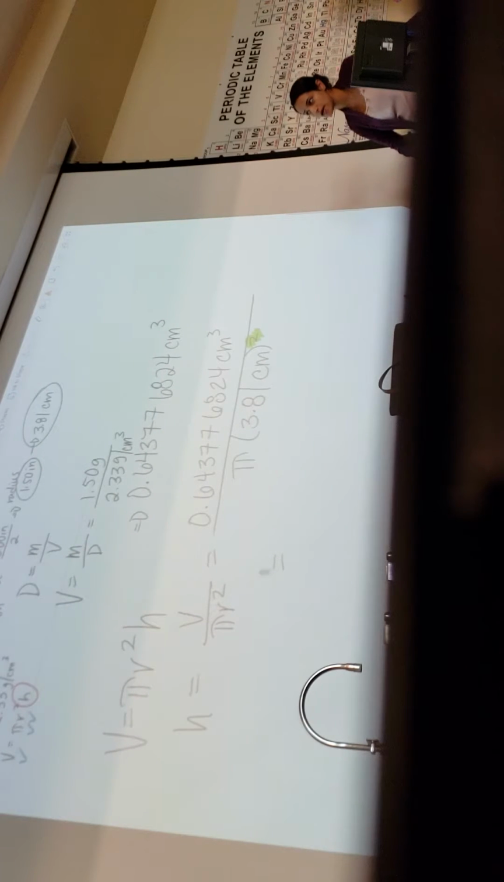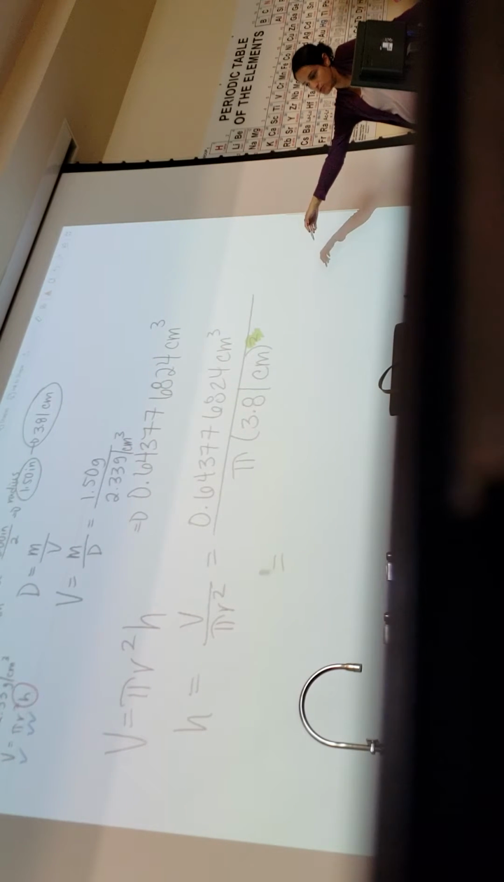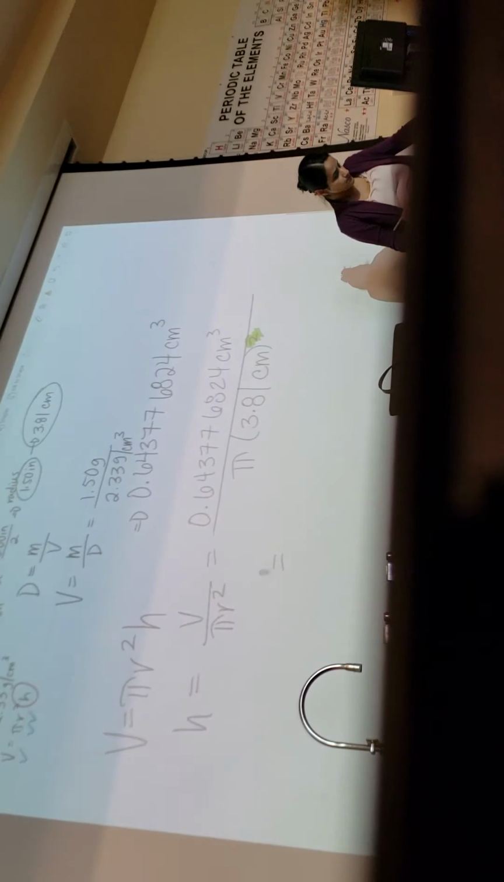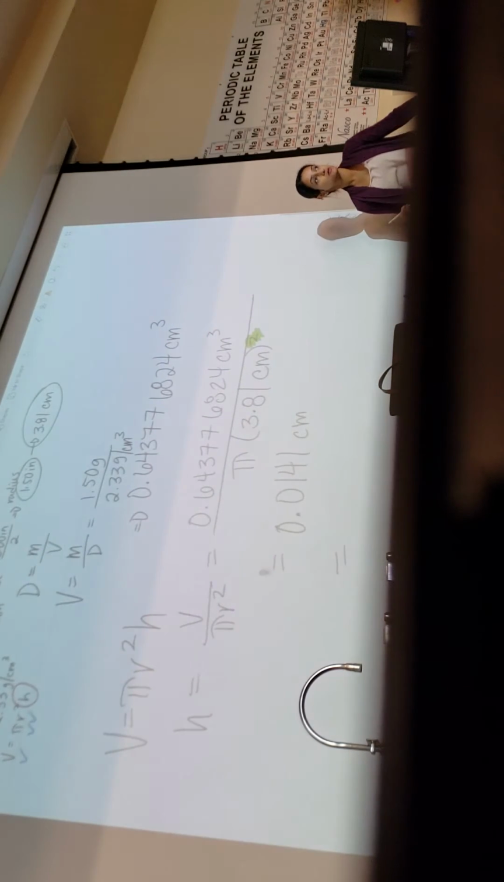So what do I keep track of? Significant figures. If I look, all of them have how many? 3. So my final answer should only have 3. Now when I do this, I end up getting 0.0141 centimeters, but they want it in millimeters.